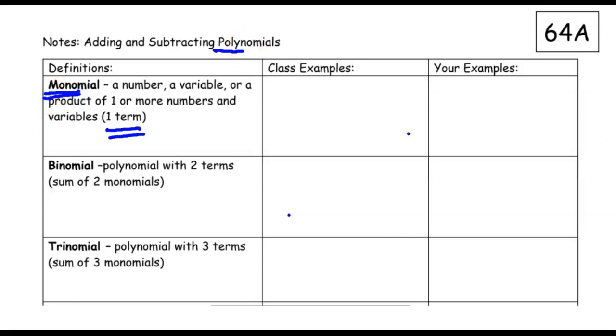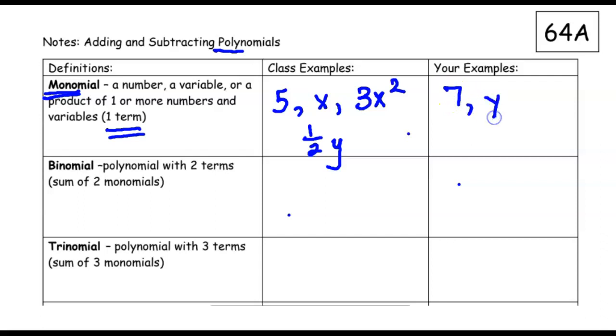So an example of one term might be the number 5, the variable x, maybe the term 3x squared, or 1/2 y. Okay, those are all just examples of monomials. So you can write in some examples of your own over here in the other column as I'm going along. So maybe you pick 7, y, 2y, doesn't really matter.